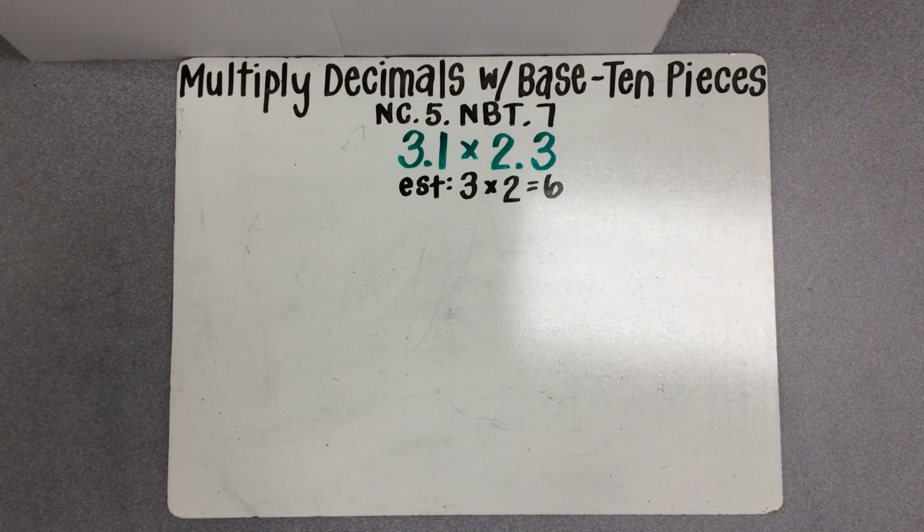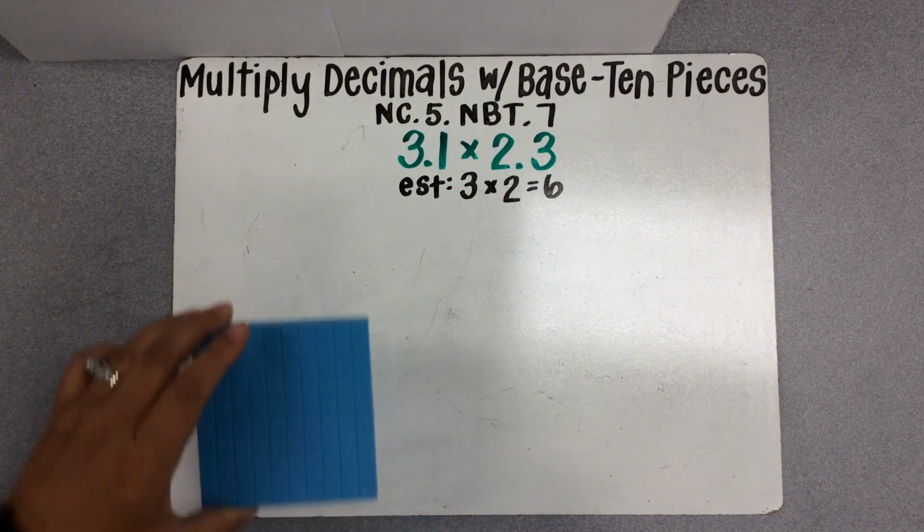Now, to begin to solve using the base 10 pieces, we are going to use the pieces to create an array. And we are going to create an array that is 3 1/10 by 2 3/10. When students are first working with this, it will be helpful for them to think back to their work with arrays in previous grade levels. For example, if this were just 3 times 2, they would make a 3 by 2 array and find the product of 6. So this is very similar to that.